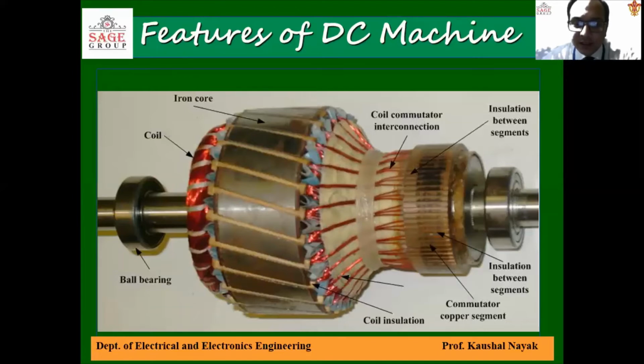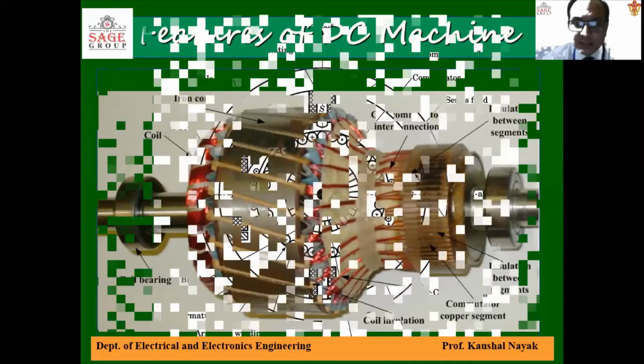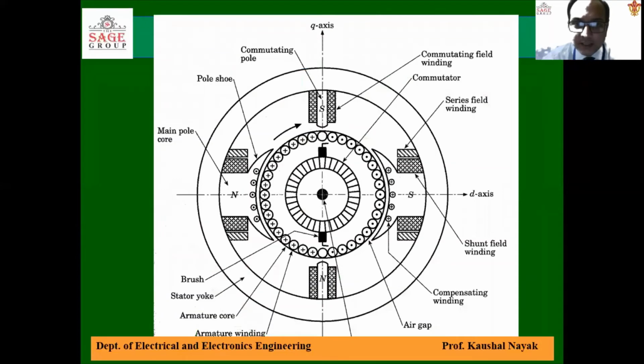which contains the wound wire, and this wound wire takes the shape of a coil having a pattern, one of the patterns being called lap winding or wave winding. This is a schematic diagram of a DC machine, and it contains all the parts of the stator as well as the rotor.